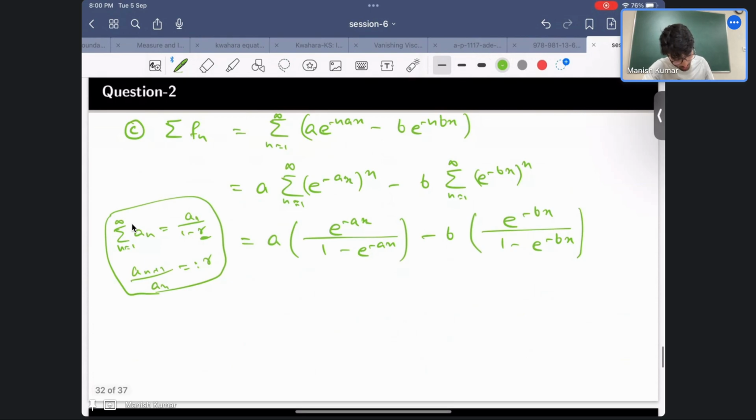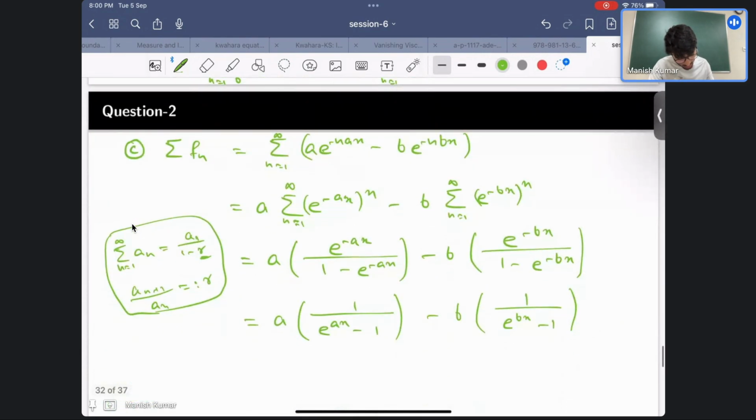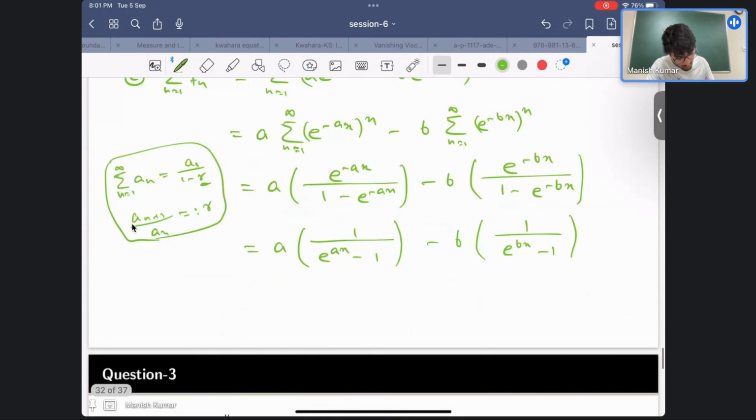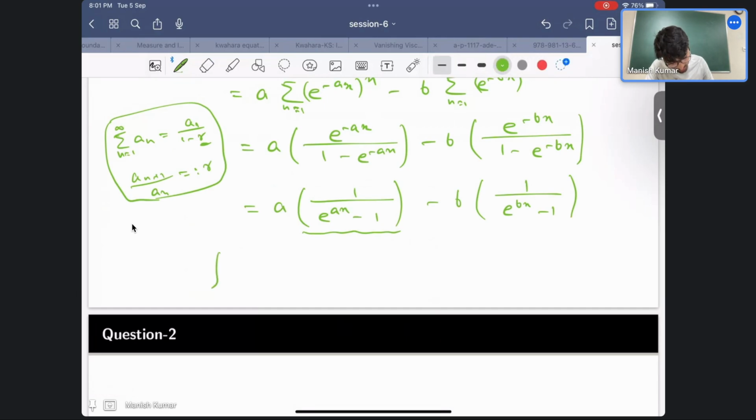Now this is a, and what you can do is take this in the denominator, so it's e to the ax minus 1, minus b over e to the bx minus 1. Now this is integration, this is summation. Now you have to check whether this integration is defined or not, and what that integration is. So let us see the integral from 0 to infinity of 1 by e to the ax minus 1, what is the value of this integration.